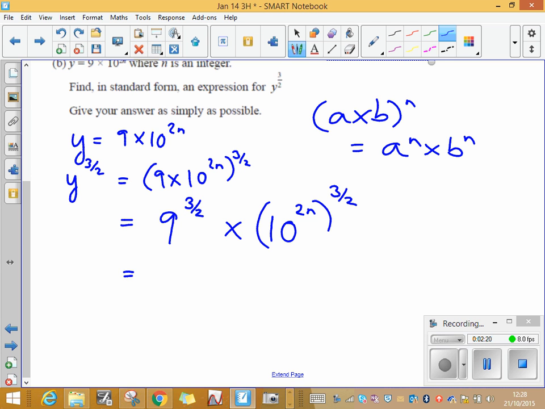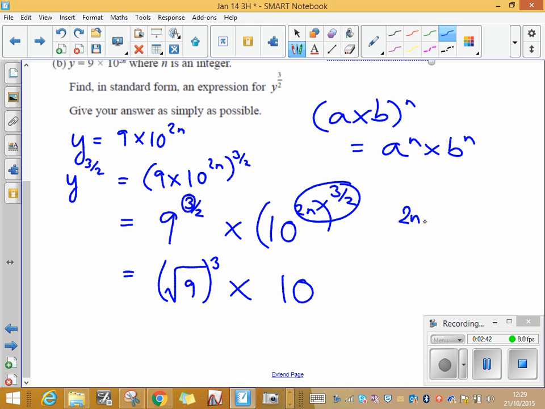Now, 9 to the power 3 over 2: the bottom of the fraction tells us that we need to find the square root of 9. The top number is the power, so we need to find the square root of 9 cubed. I'll do that in a minute. Now here, again using the laws of indices, I'm going to multiply these two powers together. If I do 2n times 3 over 2, that's 2n over 1 times 3 over 2. The 2s cancel, and I'm left with 3n. So this becomes 10 to the power 3n.